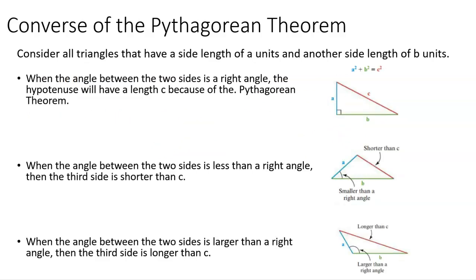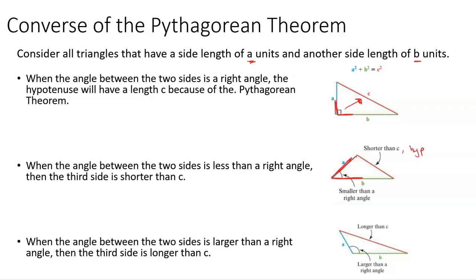So now let's take a look at this. Consider all triangles that have a side length of A units and another side length of B. We're still just keeping those lengths A and B, and our hypotenuse is C. When the angle between the two sides is a right angle, the hypotenuse will be C because of the Pythagorean theorem. But when the angle between the two sides is less than a right angle, then the third side is going to be shorter than C, shorter than the hypotenuse.